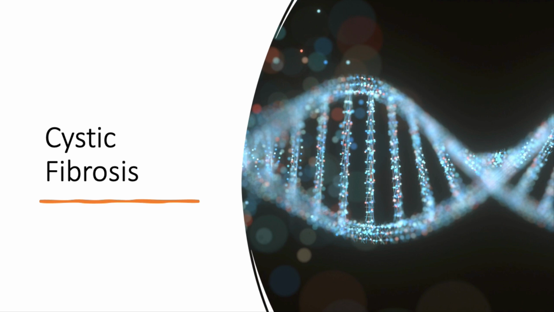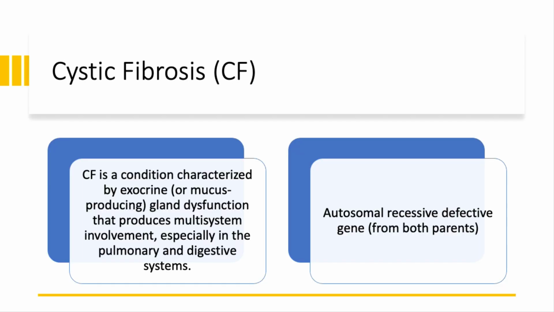In this video, we're going to provide a very brief introduction to cystic fibrosis. When you think about cystic fibrosis, or CF, think about pulmonary and digestive systems. This also includes the endocrine system, as we're going to talk about here in a moment. This is an autosomal recessive gene, so CF is a genetic condition.